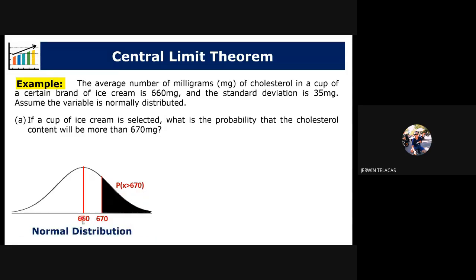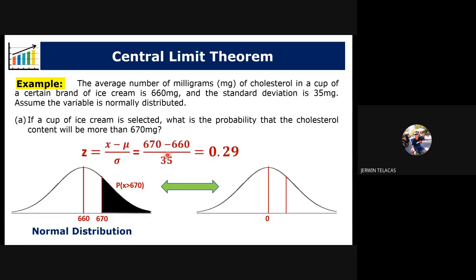And this is the normal distribution. Now, there's a need for us to convert this one para makuha natin yung area nito, i-convert natin into standard normal distribution para magamit natin sa Z table. For 670, there's a need for us to convert this one into a Z value or Z score.